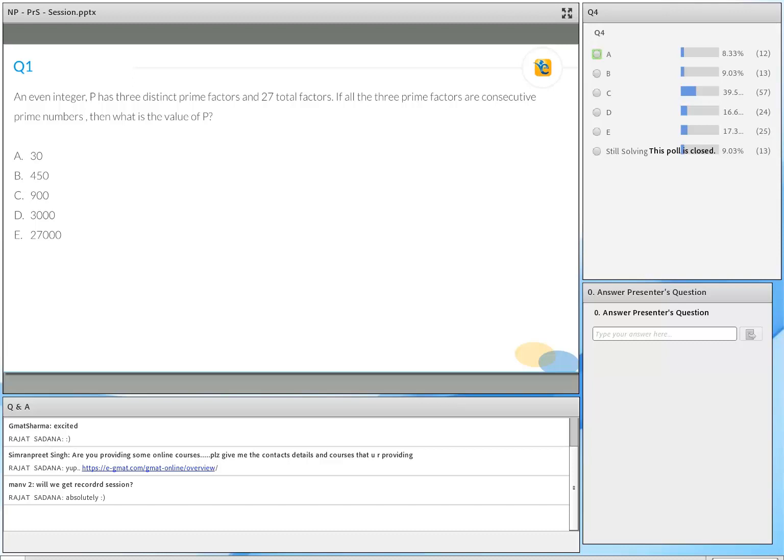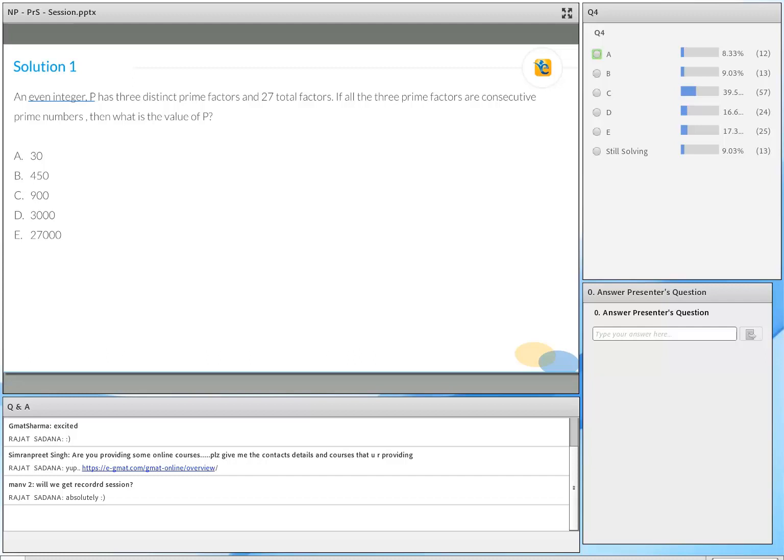40% of the people who made a selection selected choice C as the correct answer. I'm going to go through the solution of this one. I don't have the time to give you another chance to solve this question. I'm going to be sharing the PDF with you, so you will have the questions I've skipped for now, 11, 12 and 13, in your PDF as well.